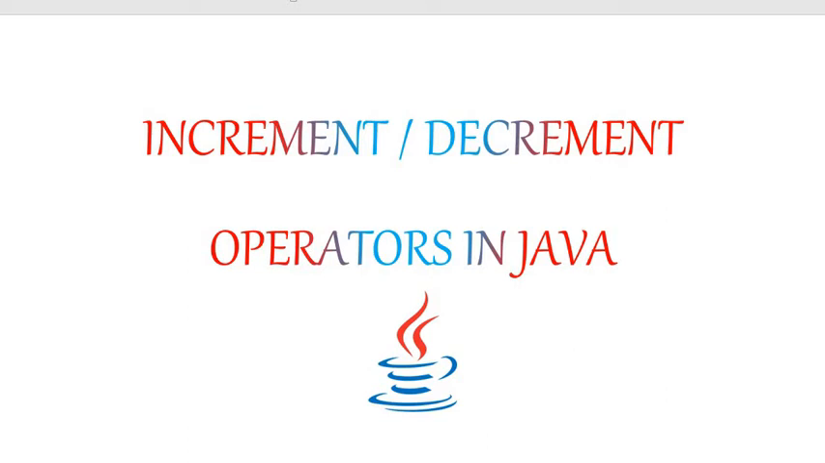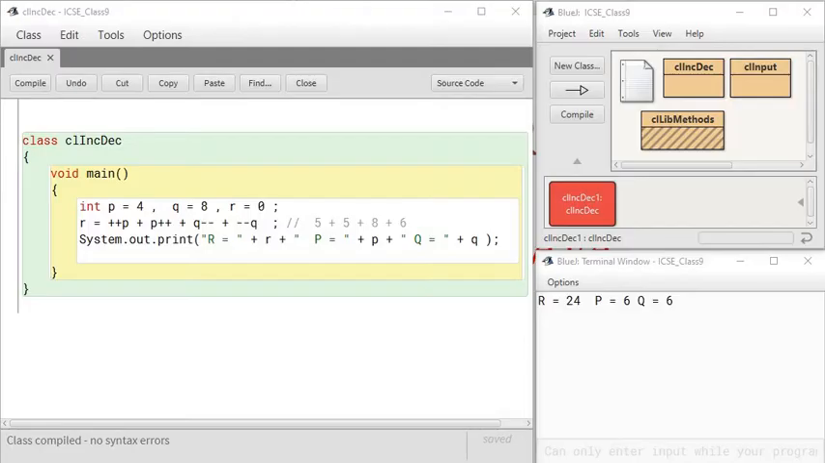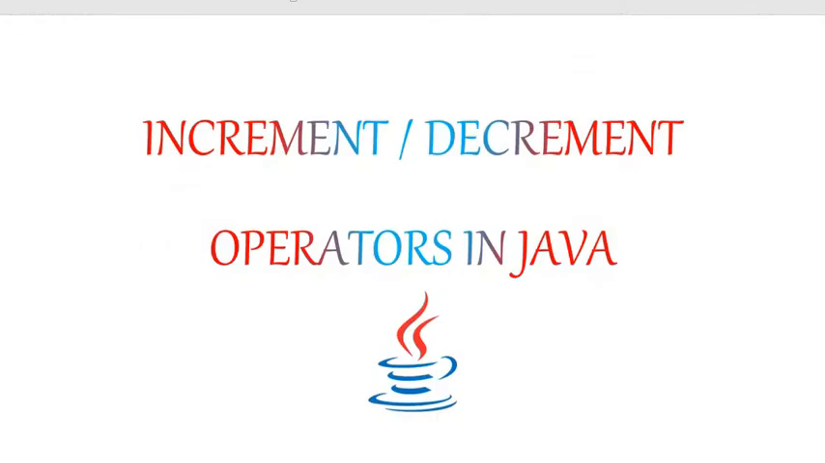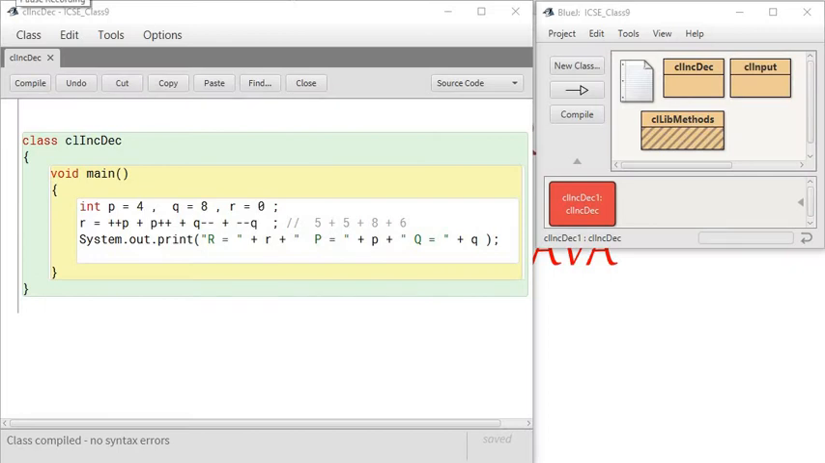Increment decrement operators in Java. Some more examples are coming up. Here the example is, look at it. P is 4, Q is 8, R is starting with 0.